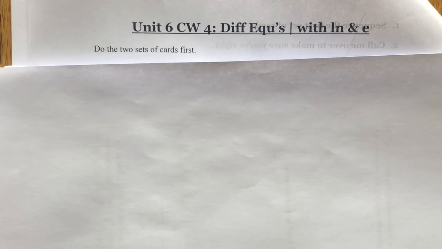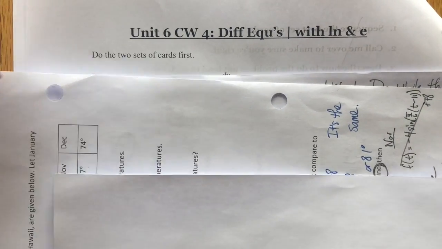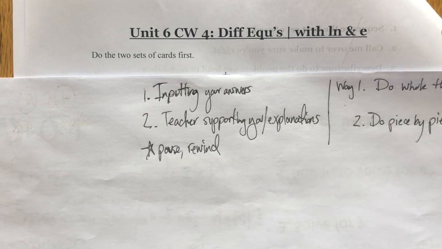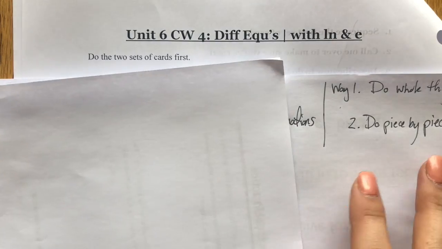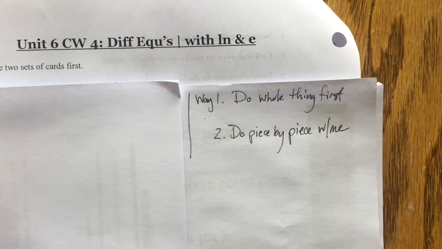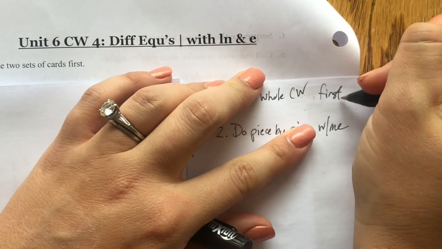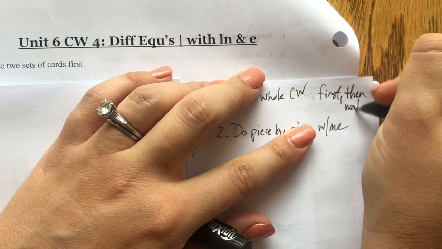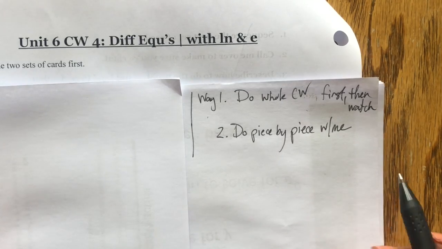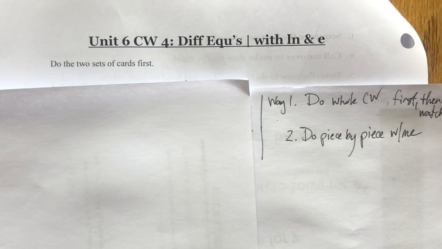So there's a couple different ways to watch this video. One way to do it is just to do the whole classwork first on your own, then watch, okay? Or do it piece by piece with me. Now this video is only going to do 1 through 3, so even by whole thing, at least 1 through 3. Or you can just do it piece by piece and follow along. The reason I point that out is because it's a classwork and we've never done a classwork as a play pause it before.